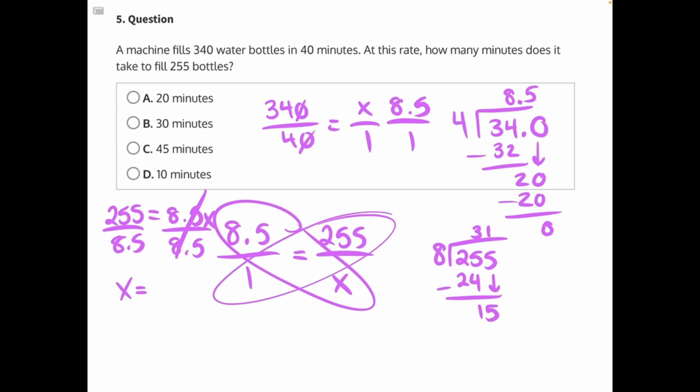So we know, without doing any more math, that our answer must be somewhere around 31. And the only answer that is close to 31 is answer choice B, 30 minutes, which is our correct answer.